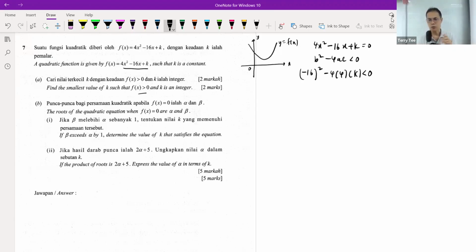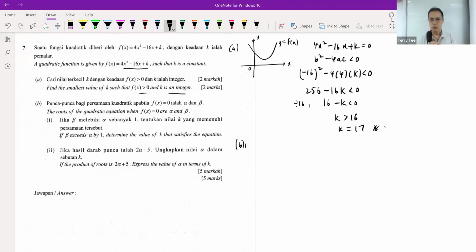Okay, if I square 16, actually you don't have to square it because you can cancel it, but if you square it, you get 256 − 16k less than 0. If you divide by 16, this will be 16 itself. Bring the k over, k is greater than 16. Now, you need to take an integer value. k is an integer, so the smallest value of k will be 17. If it's greater than 16, the next integer is 17. All right, that is part A.